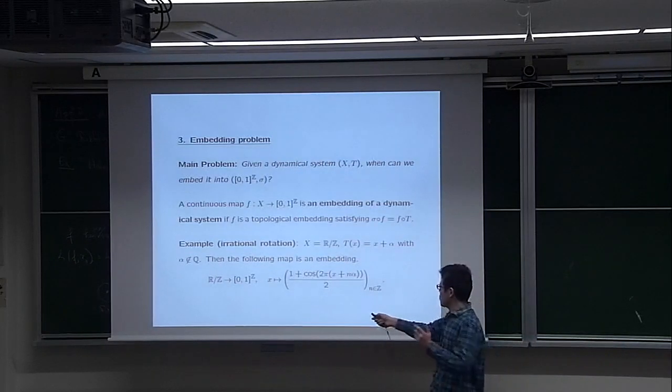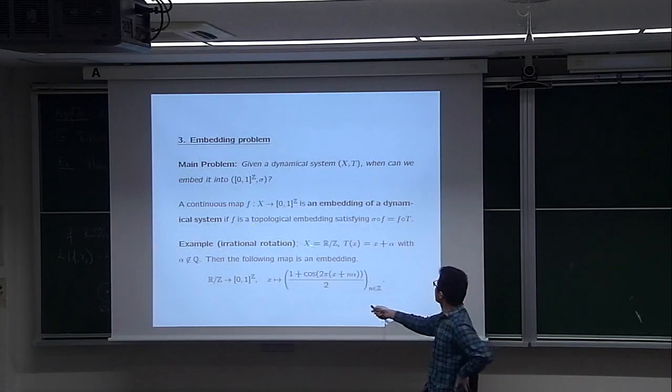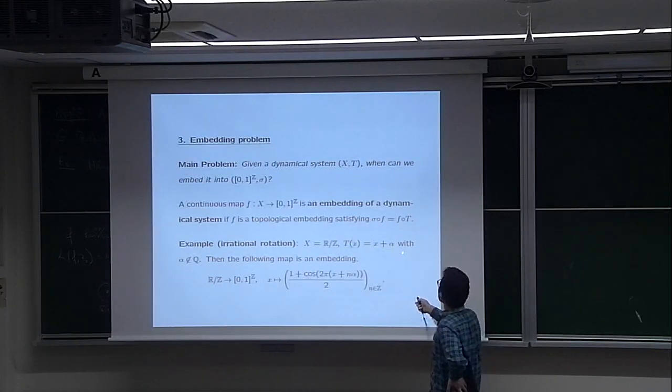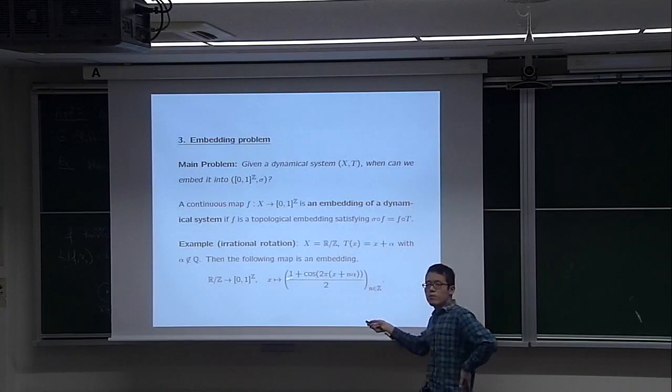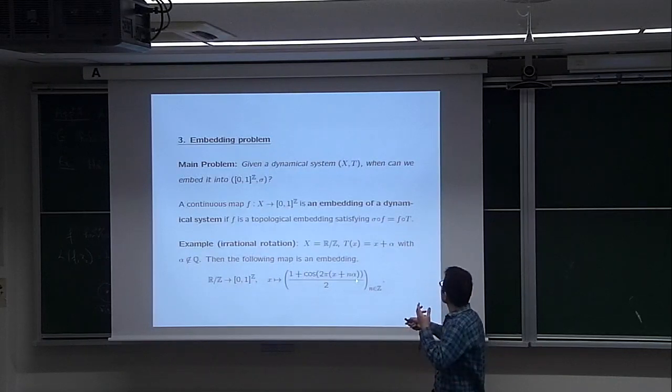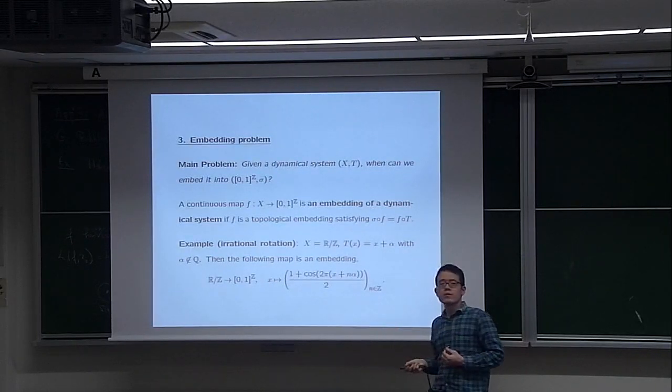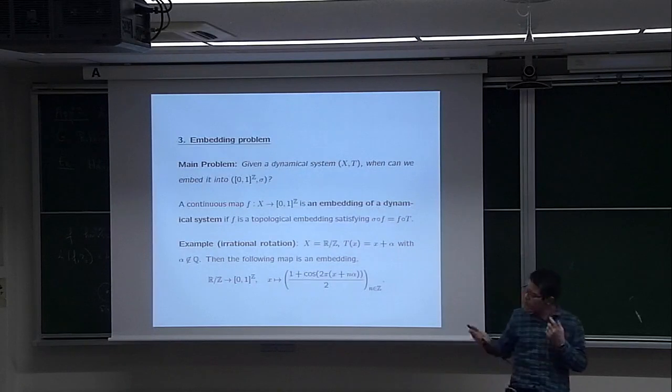A very, almost trivial example is the following irrational rotation. The space is a circle, and the dynamics is a so-called irrational rotation. Then we can check that the following map is an embedding of a dynamical system. This means that given this right-hand side data, we can recover x. This is the meaning of embedding. But this case is very simple. This is a very easy example.